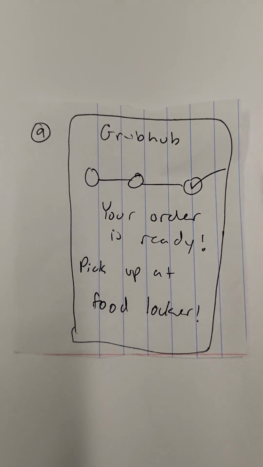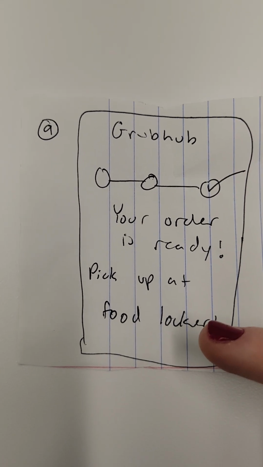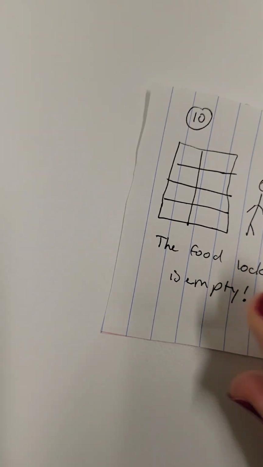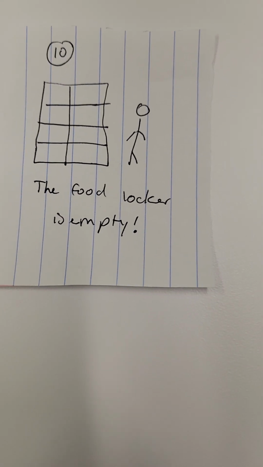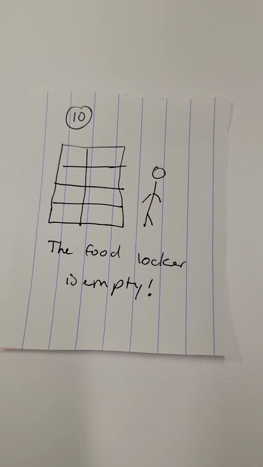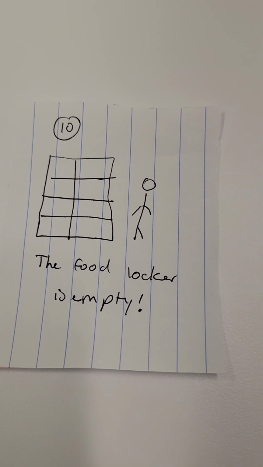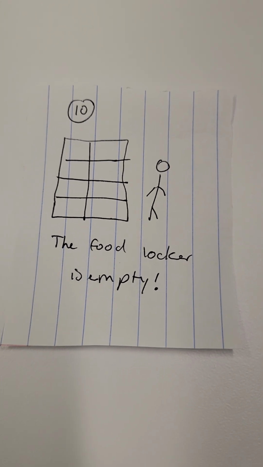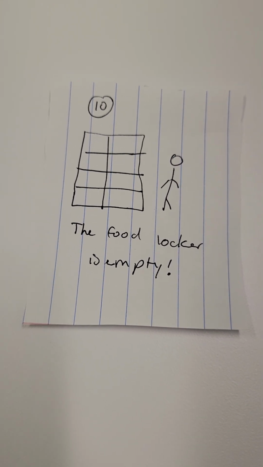Another common problem is that it'll tell you your order is ready, and it'll give you the barcode to pick it up at a food locker, but then you show up to the food locker, and it's empty. Or there's food in it, but it's not your food. Sometimes you even see the food that your order was sitting behind the counter, but the employees are too busy to give it to you, so it's just sitting there pointlessly.